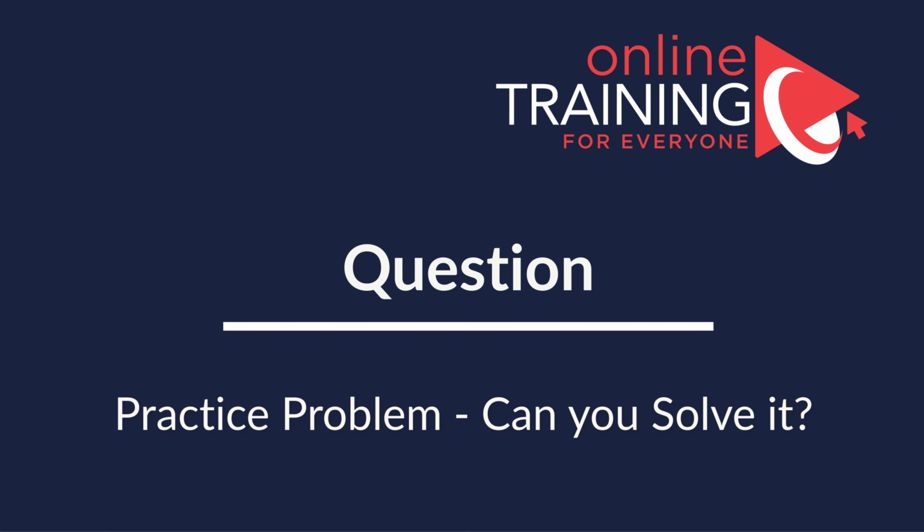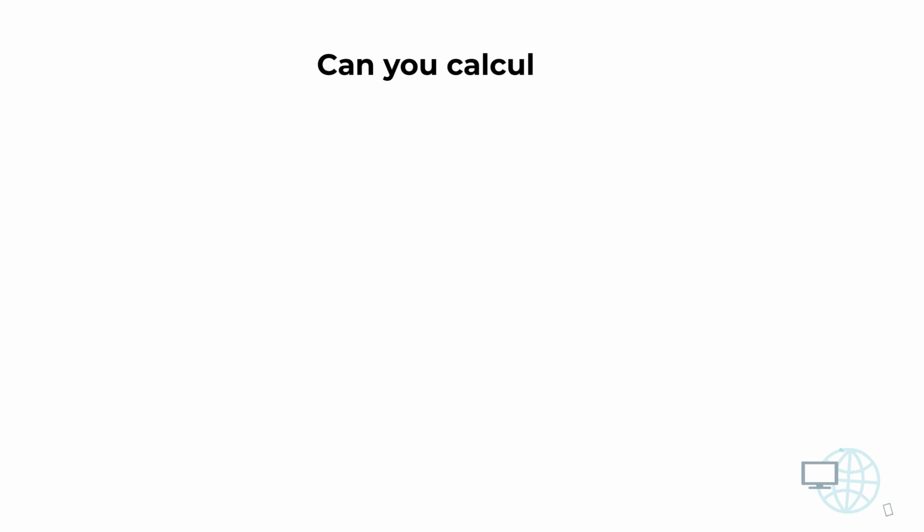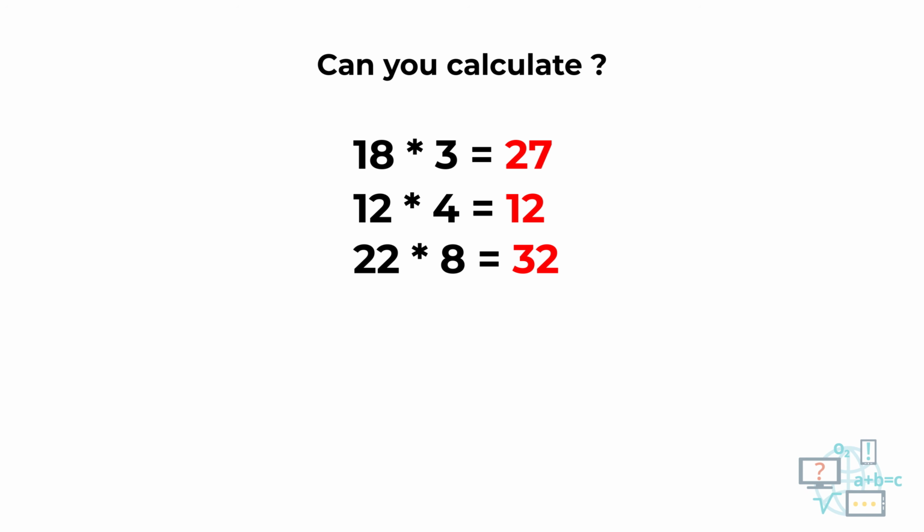And here is the practice question for you. You're presented with 3 full expressions, and you need to calculate missing number in the 4th expression. Here are 3 full expressions. 18 by 3 equals 27. 12 by 4 equals 12. 22 by 8 equals 32, and you need to calculate the result of 12 multiplied by 9.